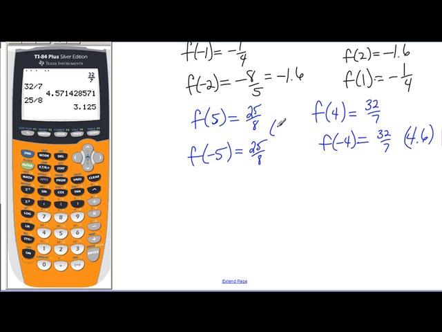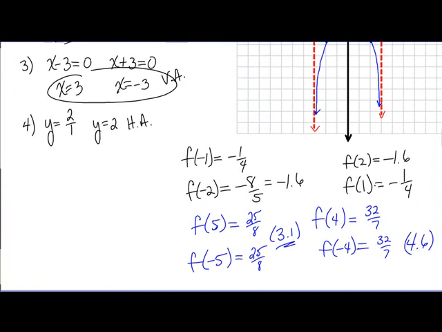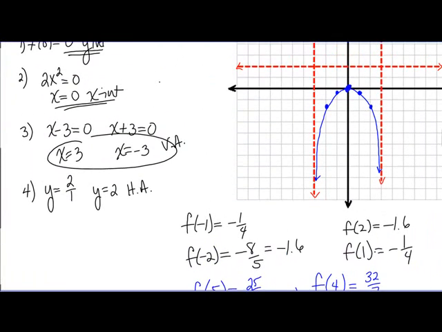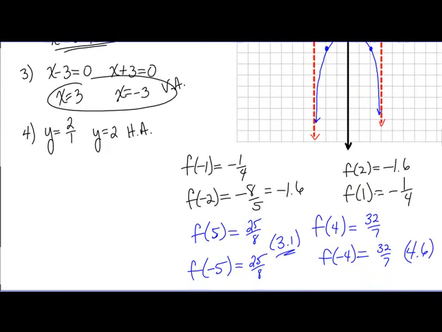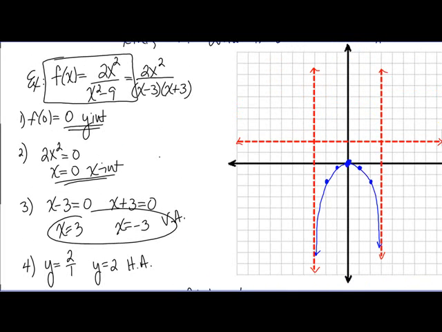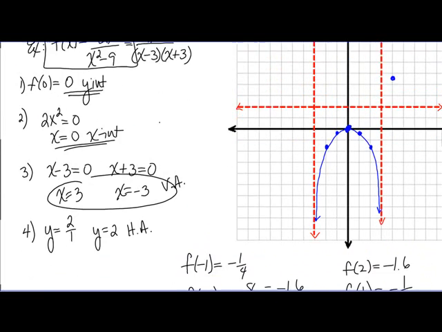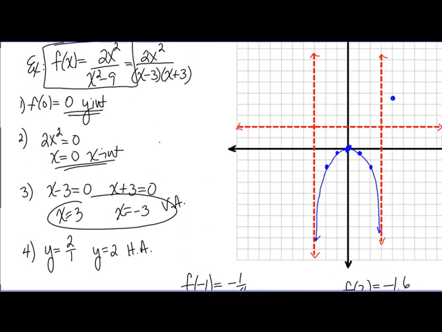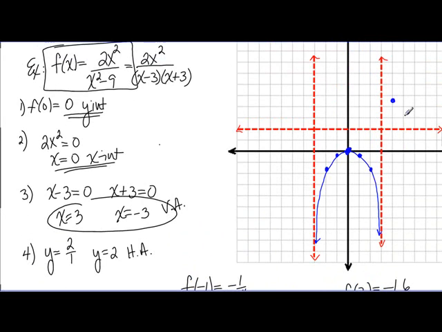So back to my graph. When I plug in 4, I get 4.6. So that would be about right there. If I plug in 5, I get 3.1. So that's about right there. And that's enough really for me to get a decent idea using the asymptotes again. The curve's got to go through those 2 points and come down and get closer and closer and closer to that horizontal line at y equal 2 and get closer to the vertical line at x equal 3.